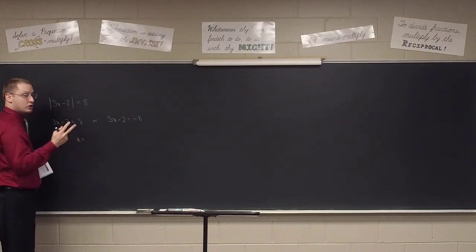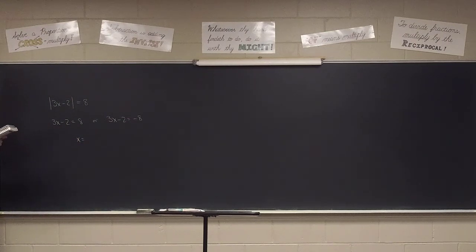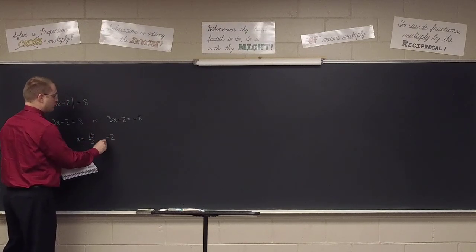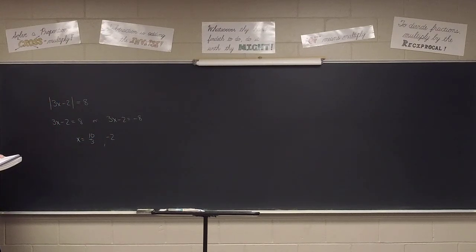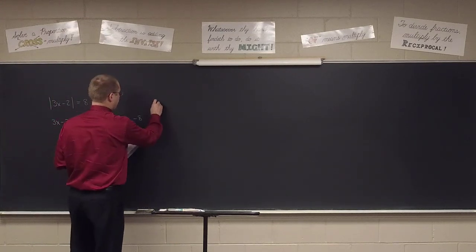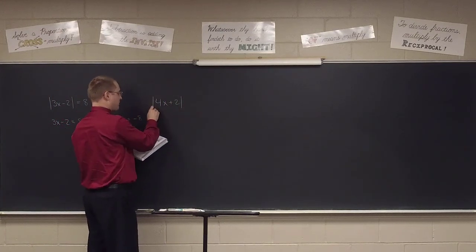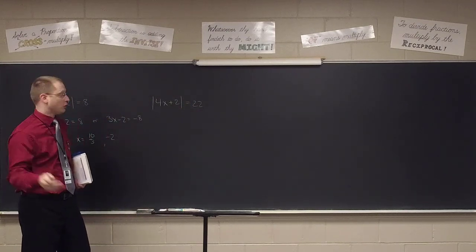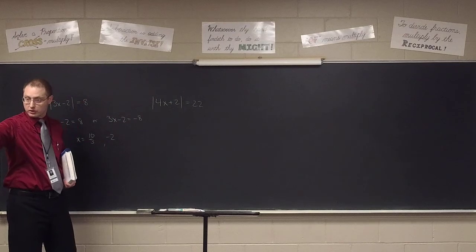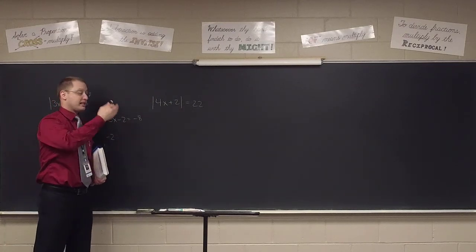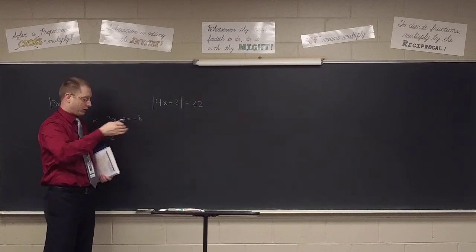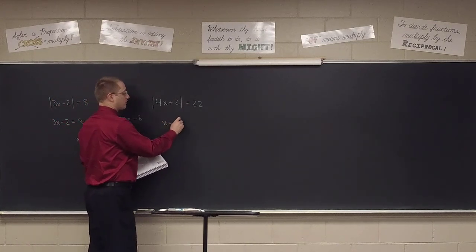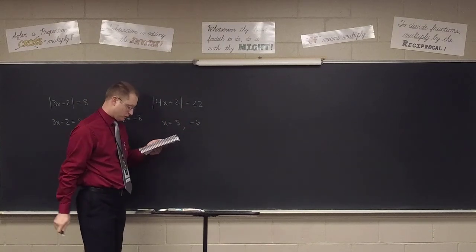Maddie, what were your 2 answers that you had? Good, 10/3 and negative 2 are the 2 answers. Did you get those, Brecken? Looking at number 4, we had the absolute value of 4x plus 2 is equal to 22. Again, 2 equations, one in which 4x plus 2 equals 22, the other in which 4x plus 2 equals negative 22. Your 2 answers for number 4. Good, 5 and negative 6, those answers.